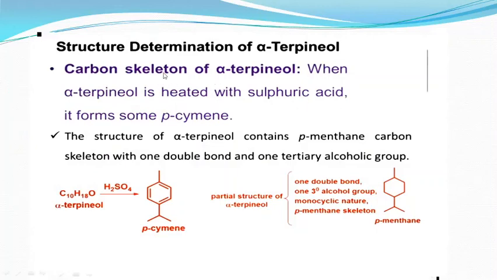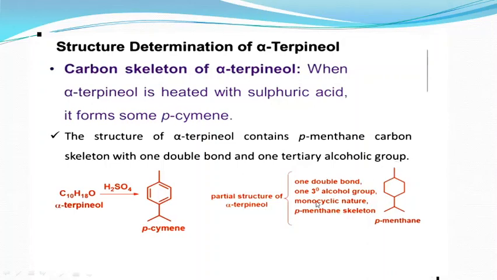Now we come to the structure determination of alpha terpineol, or the carbon skeleton which is present in alpha terpineol. When alpha terpineol is heated with sulfuric acid, it forms paracymene, which gives very important information about the carbon skeleton. This means that a paramenthane skeleton is present in alpha terpineol, which is the paramenthane structure with methyl and isopropyl groups at the para position.